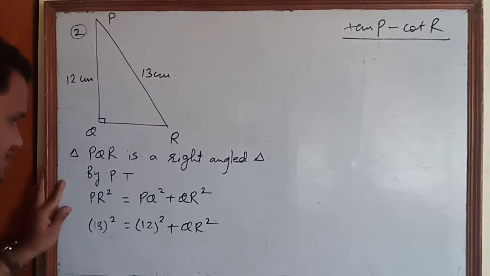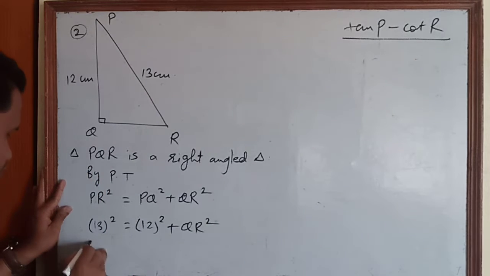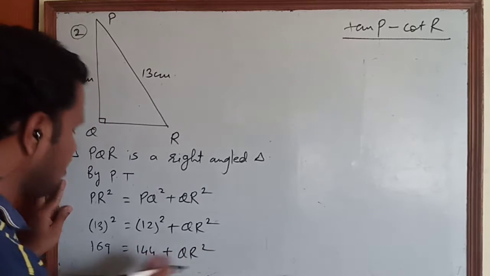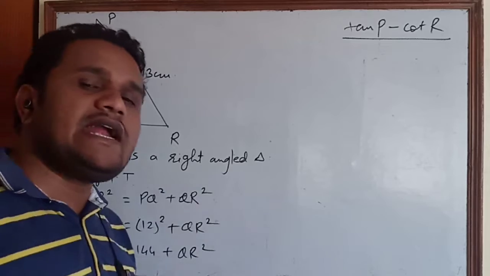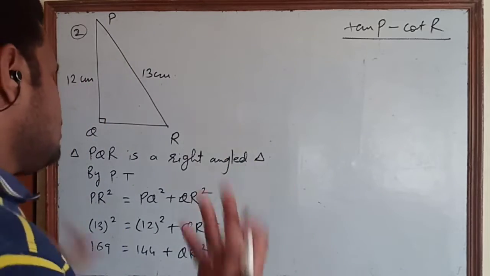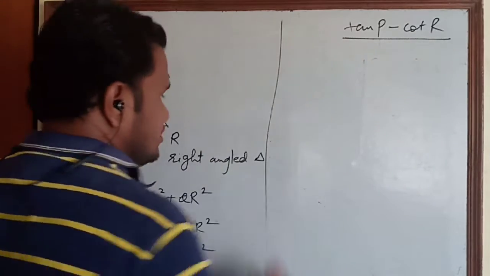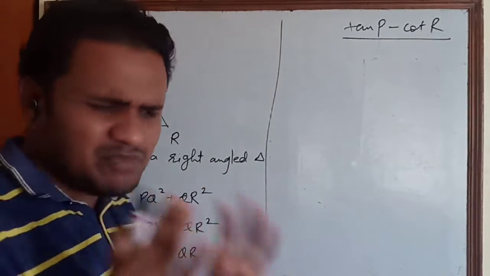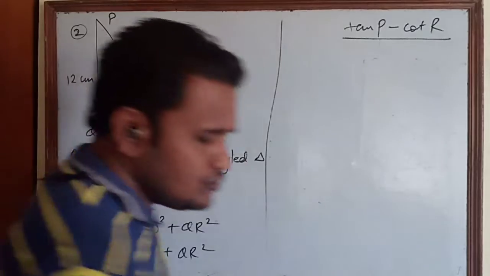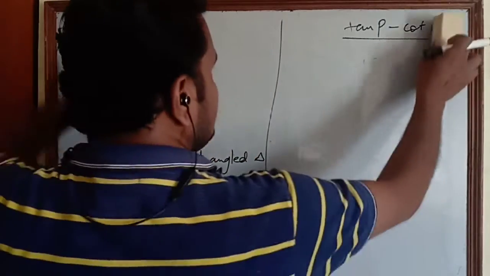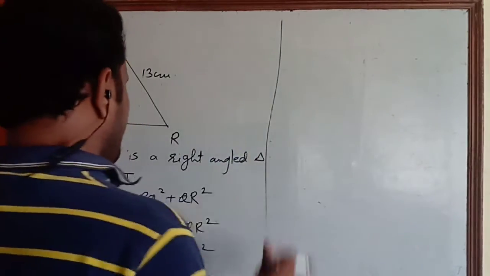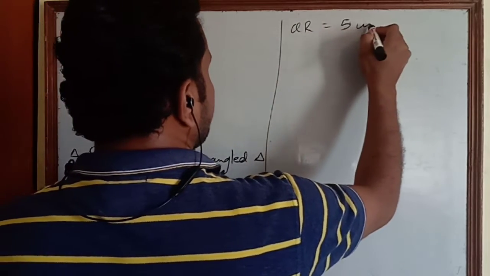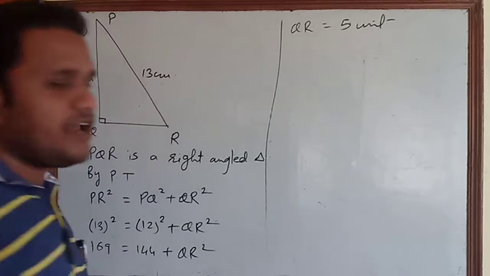Okay. Some simple things are there. 13 square 169, 12 square 144. Plus QR square, 144 will come to that side, it gets subtracted, then 25 will be there, QR square is equal to 25, therefore QR will be 5. So we are going to avoid those simple steps and it doesn't carry marks also. So now I will write down here QR square, or simply I will write down 5 units. I got QR 5 units.